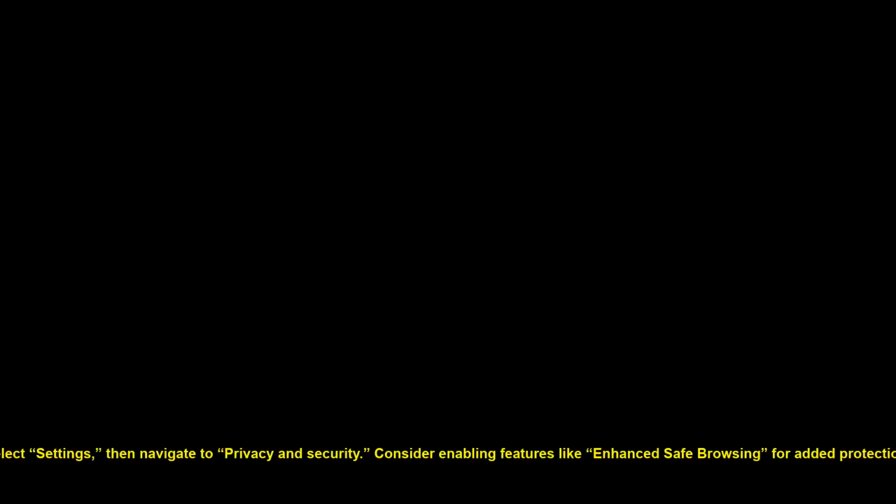After setting up developer mode, you may want to enable additional security settings. Access the Chrome settings menu by clicking on the time in the bottom right corner. Select Settings, then navigate to Privacy and Security. Consider enabling features like Enhanced Safe Browsing for added protection. Once you have completed these steps, your Chromebook is ready for development.